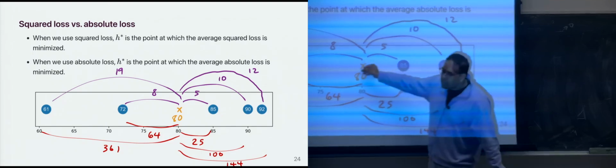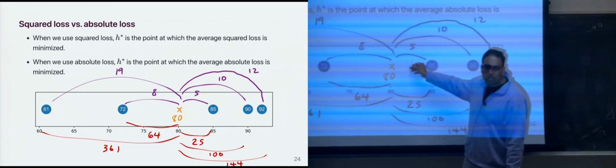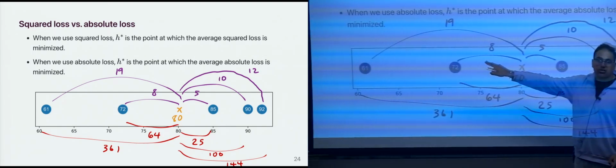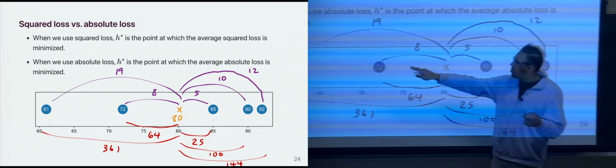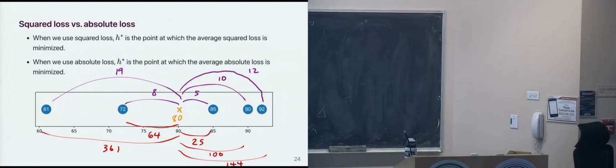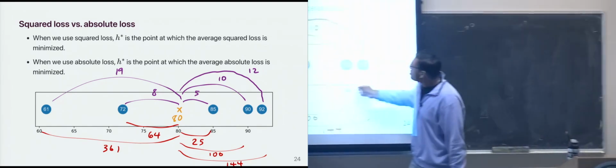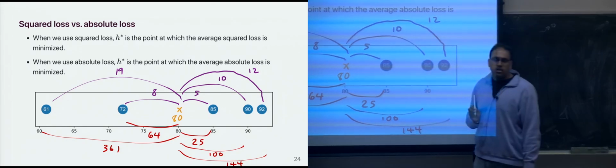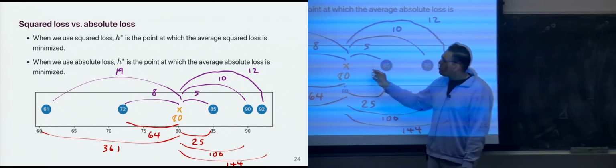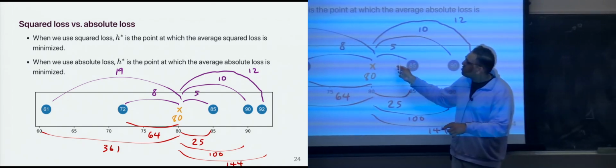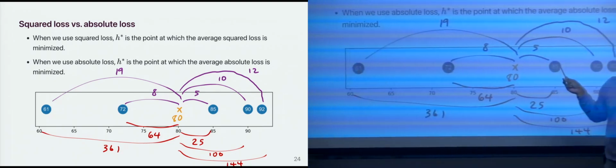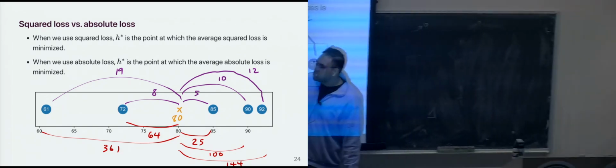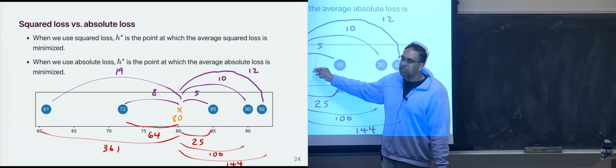What would happen if I moved 80 to 81? Well, then I would get 1 unit further from those two things. So my absolute distance from the left would go up by 2. From 19 I go to 20, and from 8 I go to 9. But I'll also get 1 unit closer to all 3 of these things. So instead of 5, 10, and 12, I would have 4, 9, and 11. So the sum of my absolute distances goes up by 2, but then down by 3. Which means overall, I'm doing 2 minus 3, which is -1. My average absolute loss goes down by moving to 81.